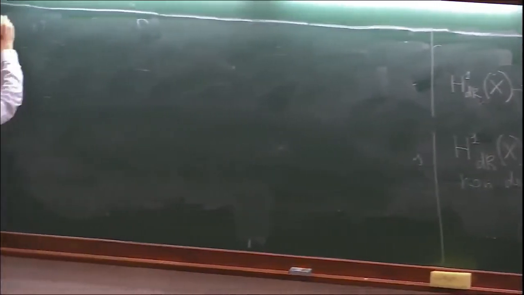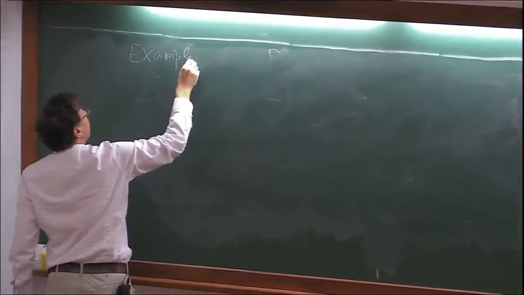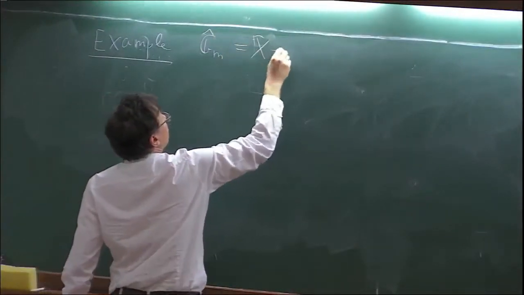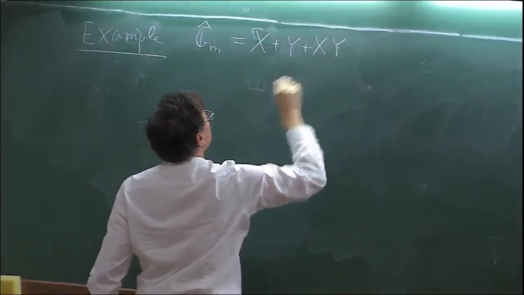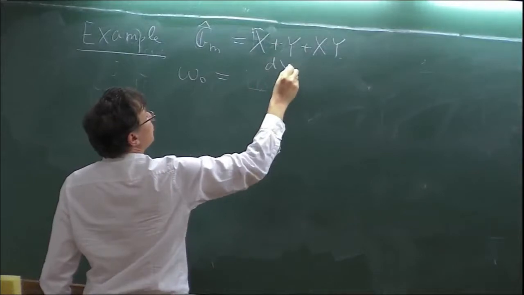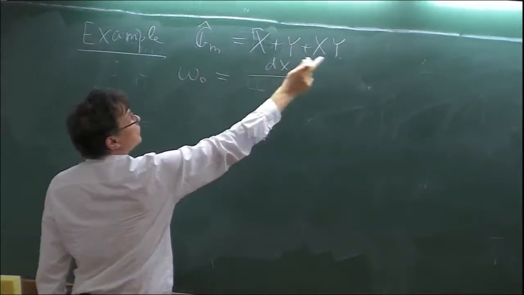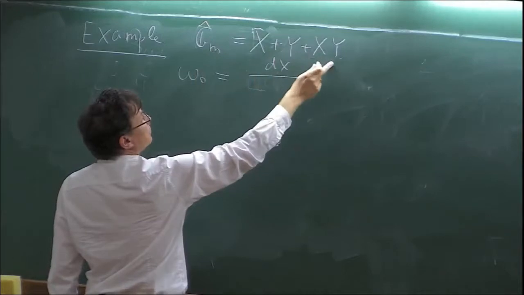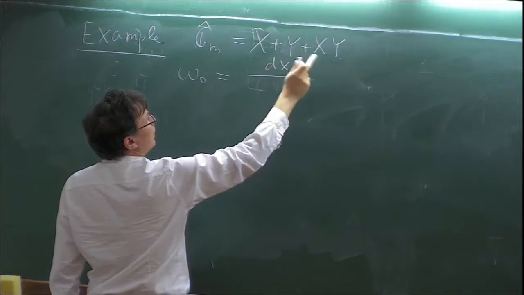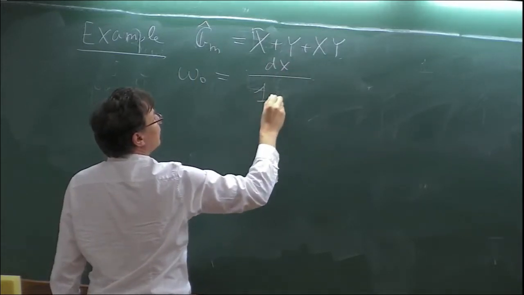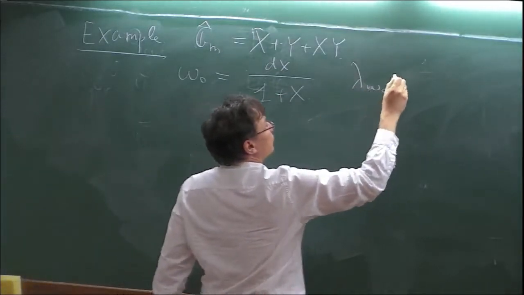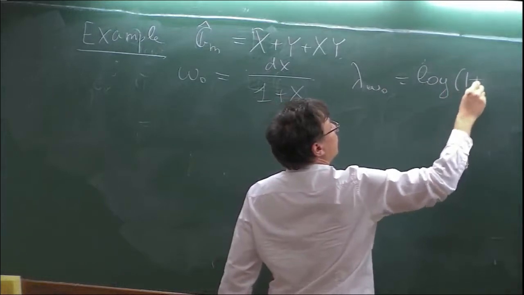Oh, example. If we consider the multiplicative formal group law, then omega zero: we divide dx by the derivative of this power series with respect to y and evaluate at y equal to 1, so we get dx over 1 plus x, and lambda of omega zero is the logarithm of 1 plus x.